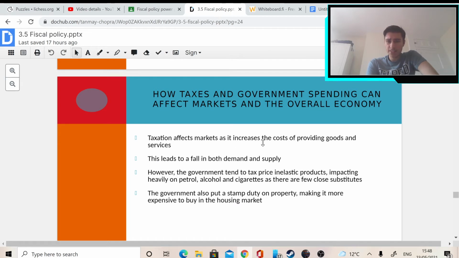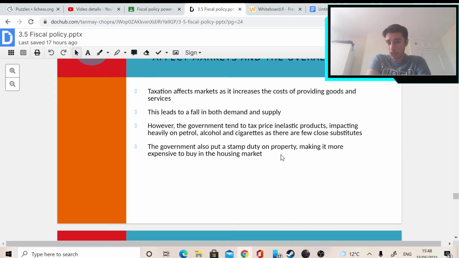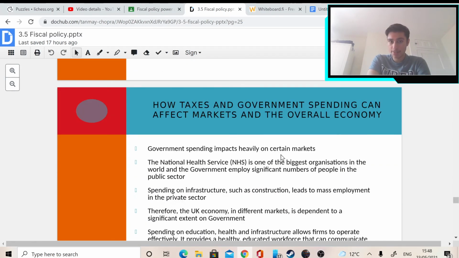Taxation affects markets as it increases the cost of providing goods and services. This leads to a fall in both demand and supply. However, the government tends to tax price inelastic products, impacting heavily on petrol, alcohol, and cigarettes, as there are few close substitutes. Inelastic products are ones where, even if the price rises, the demand will more or less stay the same. People will buy them no matter what the price is, because there are very few substitutes. Petrol, alcohol, cigarettes, bread are all price inelastic products. The government also puts a stamp duty on property, making it more expensive to buy in the housing market.